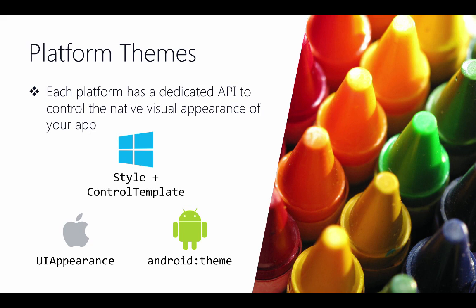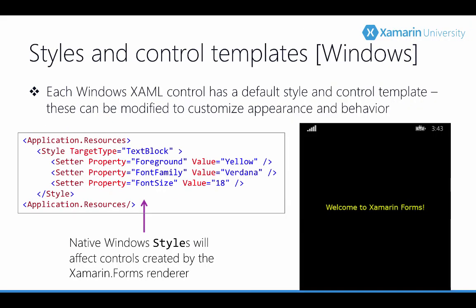Now, if what you want to customize is colors and fonts and spacing of the controls unique to a platform, then you should first look at the theme capabilities. Keep in mind that Xamarin.Forms has a style API as well, so if you want the app to look the same on all platforms, you should look at that feature first. But for platform-specific changes, you can use each platform's theming capability. On Windows, this is encapsulated in the Style and Control template APIs.